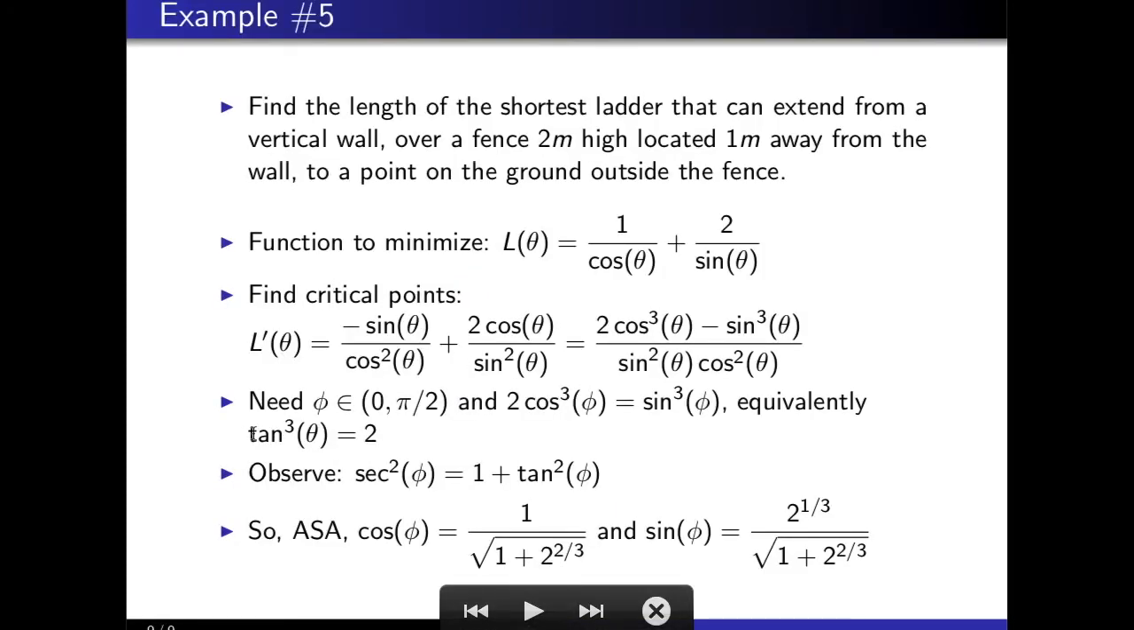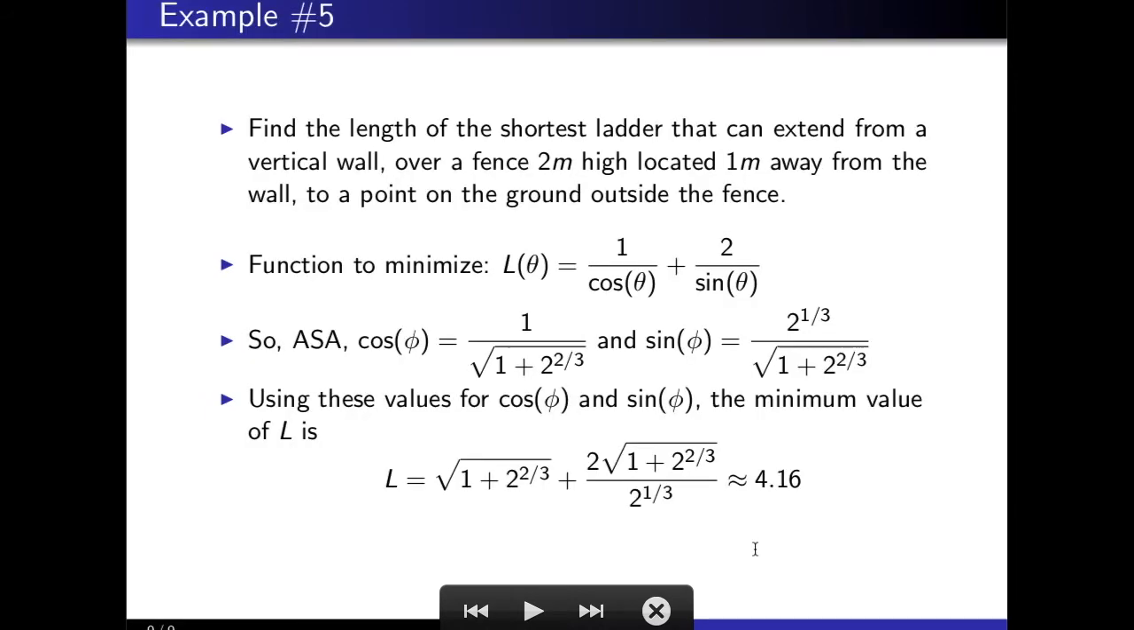Okay, so we're looking for where the tangent cubed is 2. Something else that we can observe is that the secant squared is 1 plus the tangent squared. So we can solve for cosine and also sine and get these two relations for the cosine of our critical point, sine of our critical point. And then we're going to take these values and put them back into the original length expression and get that the ladder has to be about 4 1/6 meters long.